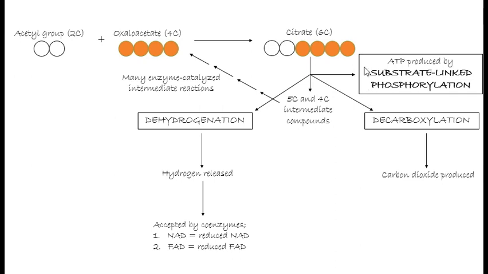However, I will repeat the definition of the term substrate-linked phosphorylation for convenience. So, substrate-linked phosphorylation is the addition of a phosphate group to ADP or adenosine diphosphate to form ATP or adenosine triphosphate using the energy released from the splitting of a substrate or the breaking of bonds within a substrate. So in that manner, ATP is synthesized during the Krebs cycle.